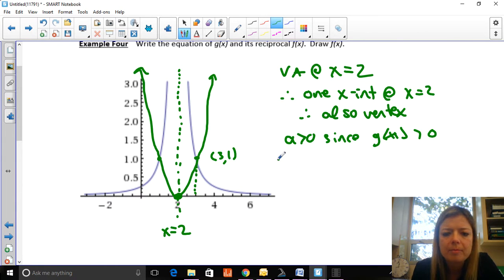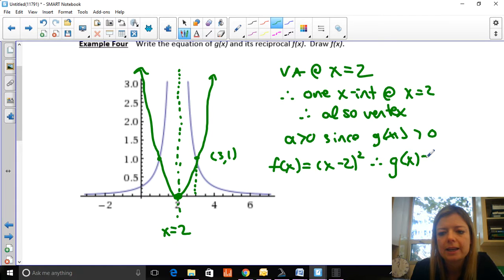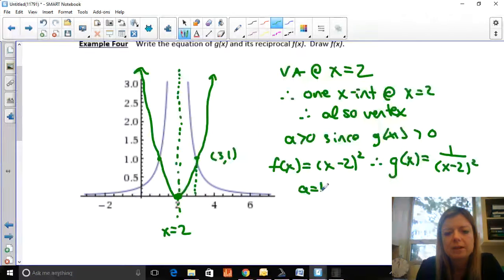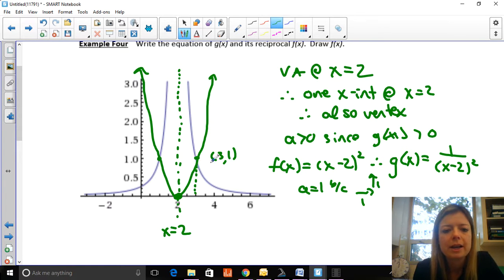So basically, my original function would be x minus 2, because it's gone over 2, squared. It's easiest just to do it in vertex form. So that means that g at x is 1 over x minus 2 squared. Again, I know my A value is 1 because when I go over 1, I'm going up 1, which is consistent with an A value of 1. And I know that because those are my points of intersection where y is equal to 1.